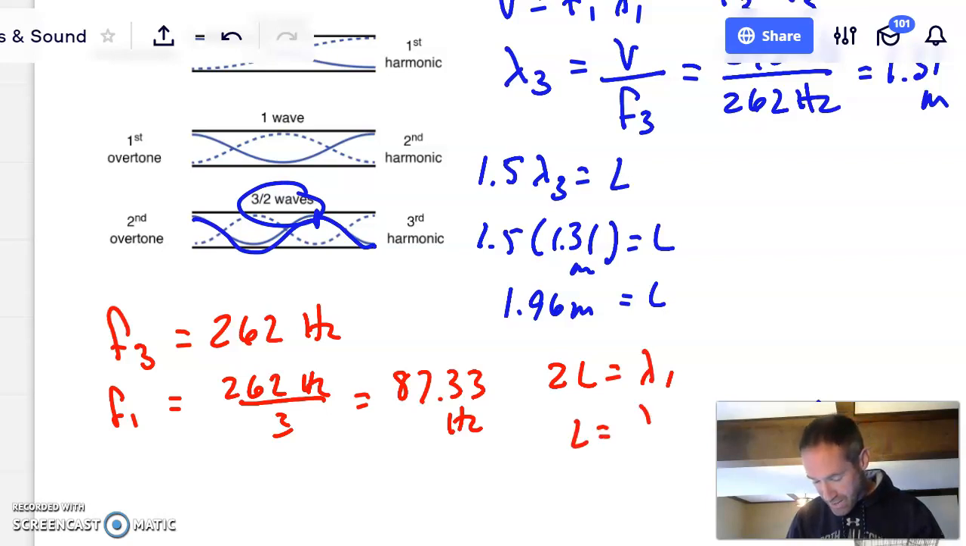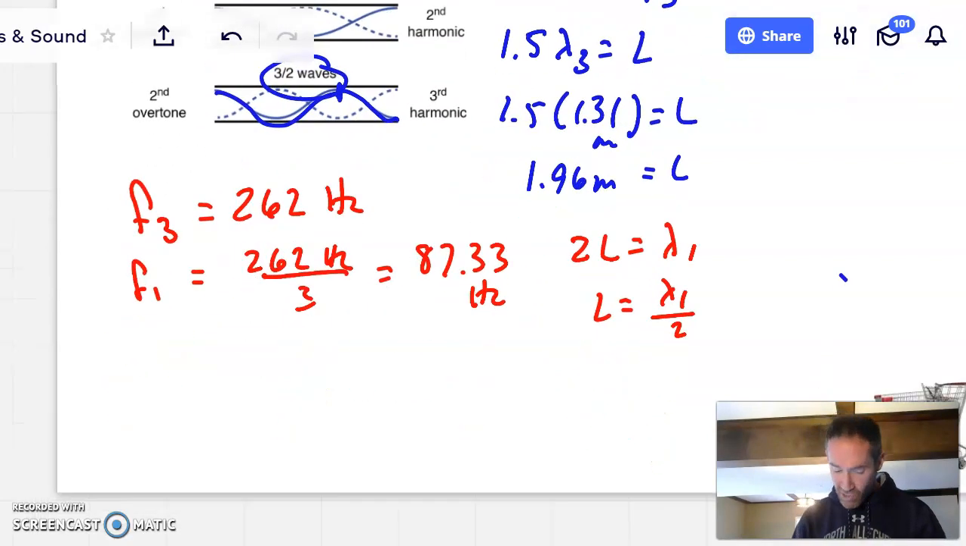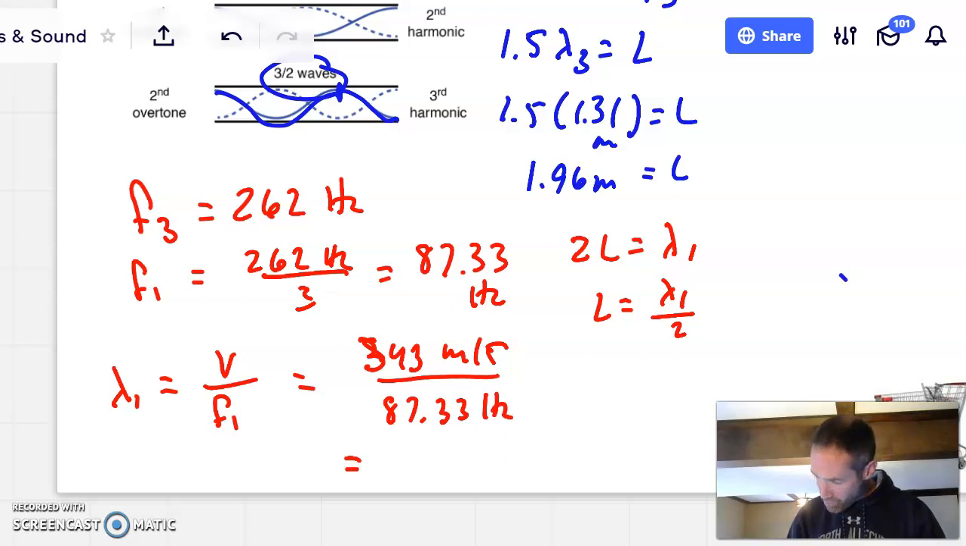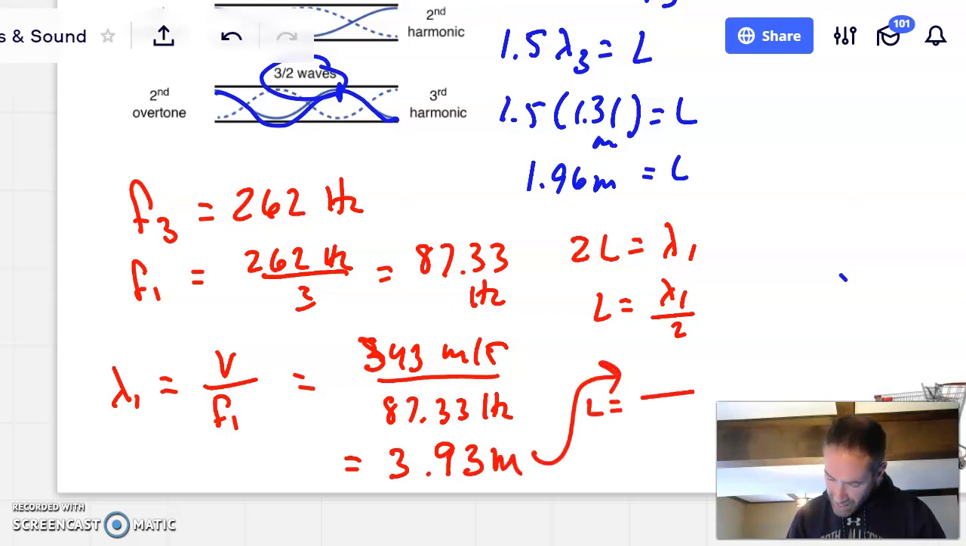So that length is that fundamental wavelength divided by 2. So what is that fundamental wavelength? Well, it is the wave speed divided by that fundamental frequency. So that's going to be that 343 meters a second divided by the 87.33 hertz, and so that fundamental wavelength would be 3.93 meters, and now they'll take that and divide it by 2, and they get the same thing. Of course they do, 1.96 meters. So just 2 different ways of looking at the same thing.